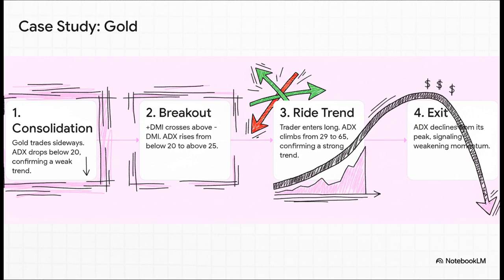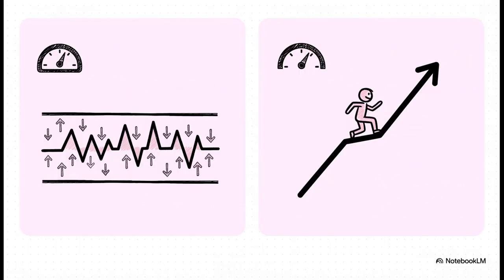Step 3, ride the trend. So a trader goes long, and as this trend really picks up steam, the ADX climbs all the way to 65. That's a very strong trend, and it gives you the confidence you need to stay in the trade. And finally, step 4, the exit strategy. The ADX peaks and starts to roll over. That's our early warning sign that momentum is fading, and it might be time to start thinking about taking those profits.